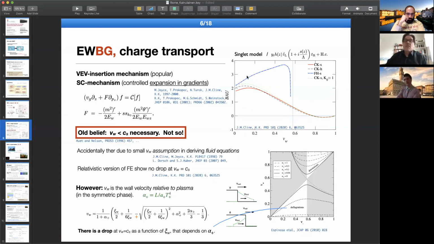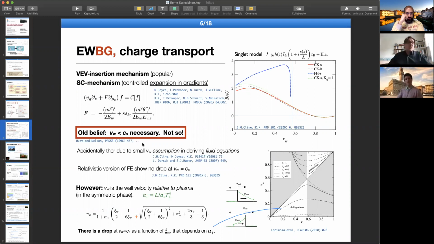So it creates a charge asymmetry separation within the wall, which then after diffusive processes is projected in front of the wall, and there creates the baryons, as I explained on the last slide. Now, the old belief was that for this to work, and Jim and I were able to track it down to an old paper by Hewett and Nelson in 1996, explicitly saying that for the diffusive processes to work, you have to have wall velocities less than the speed of sound, that this is a necessary condition, but that actually is not so.